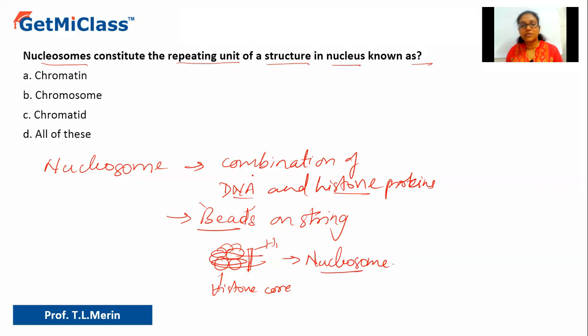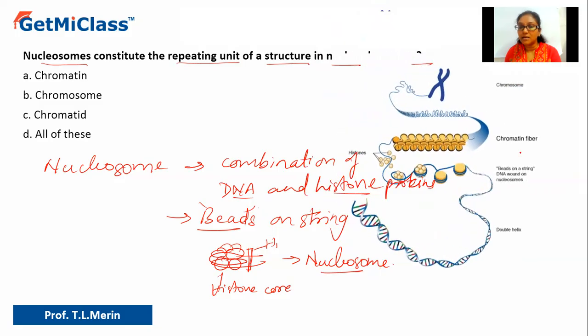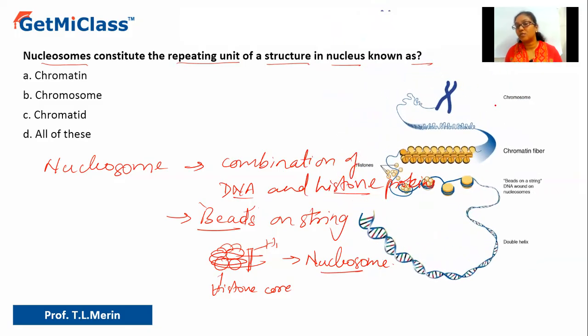Now, what is the question? They're asking nucleosomes constitute the repeating unit of the structure. So the nucleosome is the repeating unit of what? So let us see. This is how the organization of the chromosome, the various levels, looks. The double helical, double stranded DNA undergoes coiling around the histone proteins, which is nothing but your nucleosome. And these nucleosomes form the repeating units of the structure called the chromatin fiber or the chromatin.